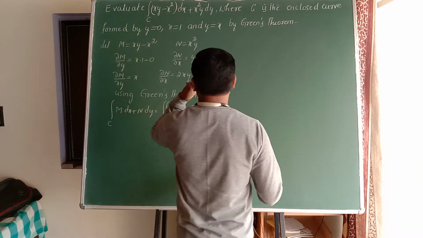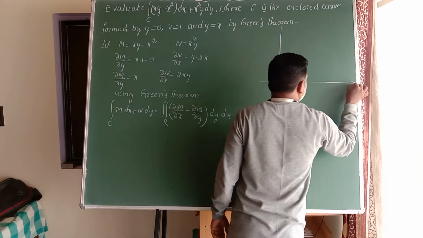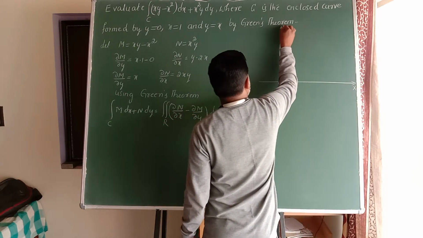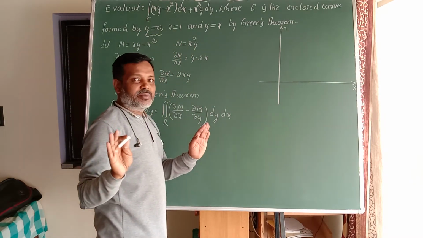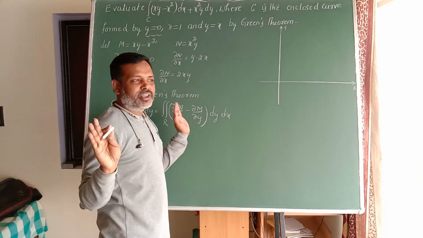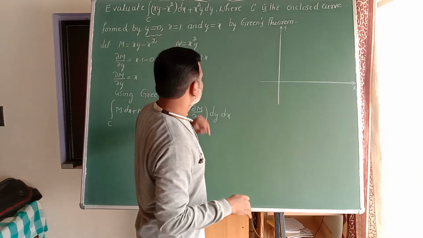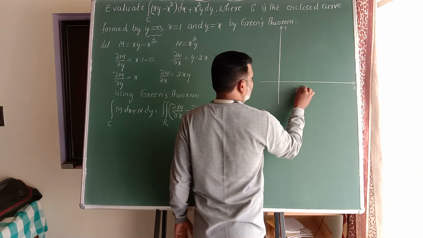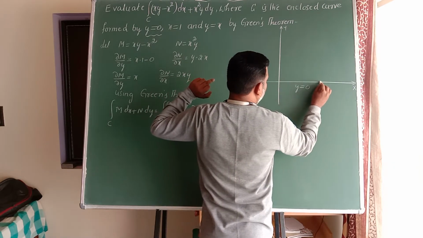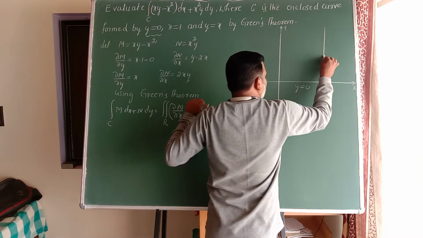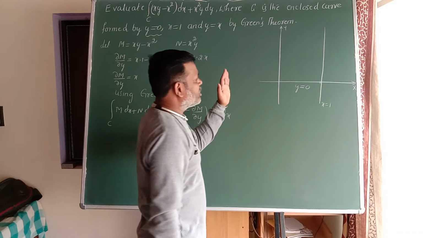Now let us draw the figure to get the points. Understand the x-axis and y-axis one by one. This is the x-axis, this is the y-axis. y equals 0 is nothing but the x-axis, and x equals 0 is the y-axis. The first condition is y equals 0, so the x-axis. And x equals 1 is a line parallel to the y-axis. This is x equals 1.